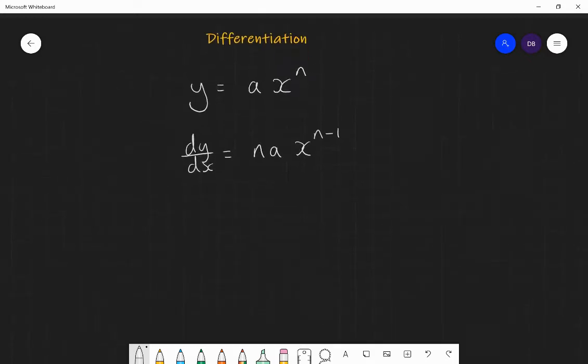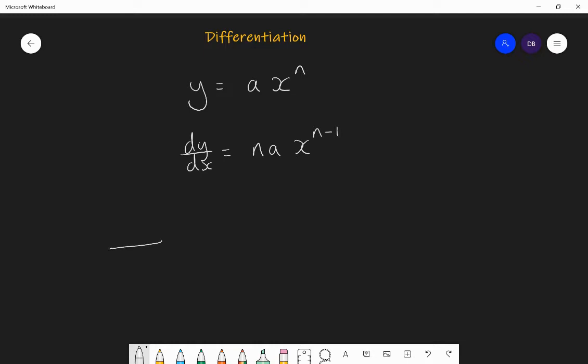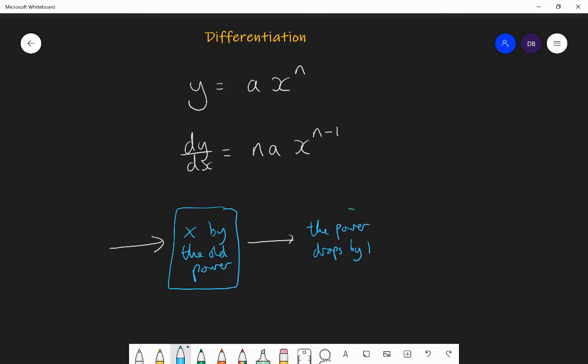So the process of differentiation multiplies the expression by the old power, and then after that the power drops by 1. That is the basic process of differentiation if we have individual powers of x.